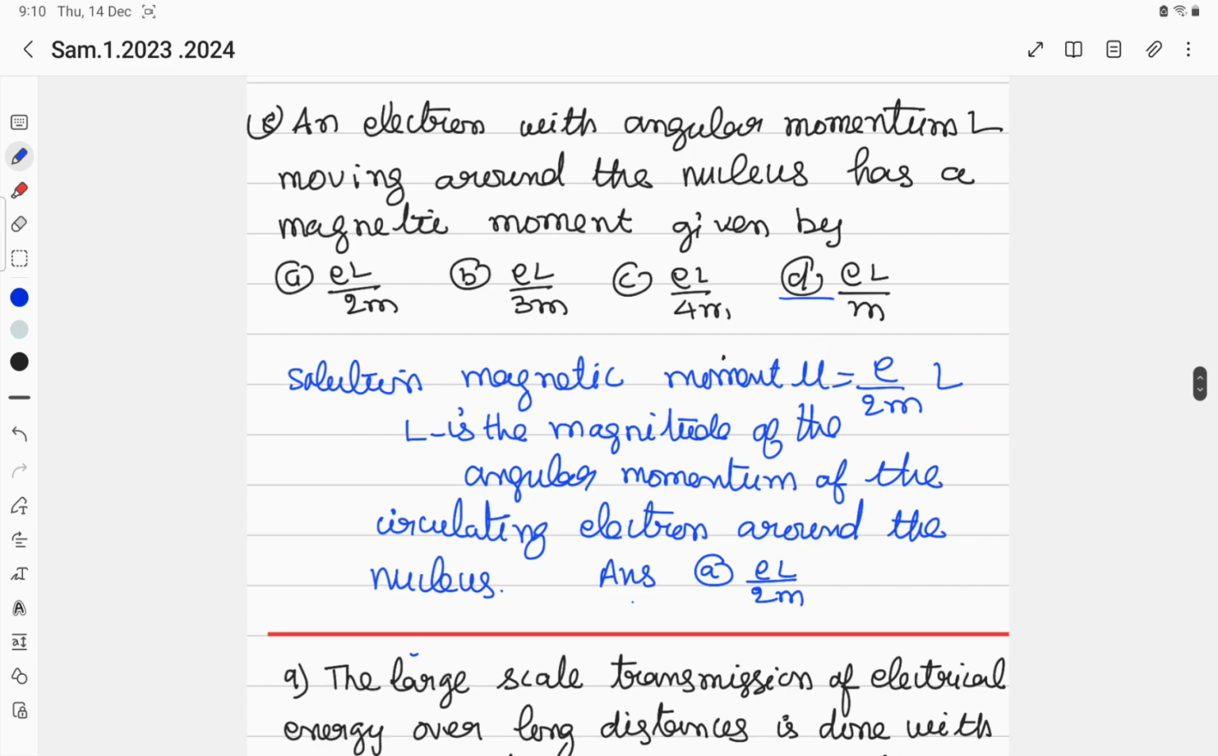8th question. An electron with angular momentum L moving around the nucleus has a magnetic moment given by A. eL by 2m, B. eL by 3m, C. eL by 4m, D. eL by m. Answer. Magnetic moment mu equals e by 2m times L, where L is the magnitude of the angular momentum of the circulating electron around the nucleus. Therefore, answer A, eL by 2m.